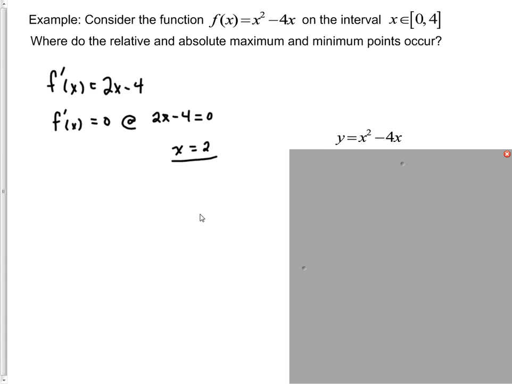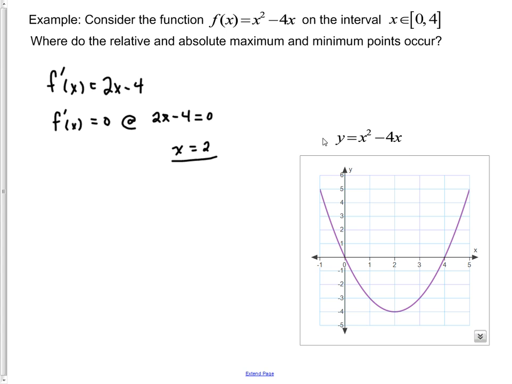So what's special about x equals 2? Well, let's go to the graph. Here's the graph of y equals x squared minus 4x, and if we look over this closed interval from 0 to 4 right here, let's go ahead and close our interval so we're not looking at anything beyond these endpoints. We're just interested in what happens. We see that, oh, at x equals 2, the derivative is equal to 0.